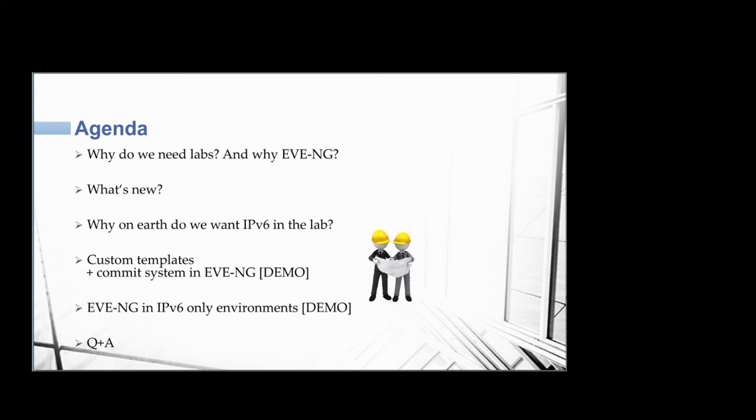Then I will go over some of the custom templates and over the commit system in EVE-NG, because apparently not a lot of people seem to know that there is a commit system in EVE-NG with QEMU. I will also show you what it is and how you can use it. And then I will tell you a little bit about EVE-NG and IPv6 only environments. And we're finishing with the Q&A section.